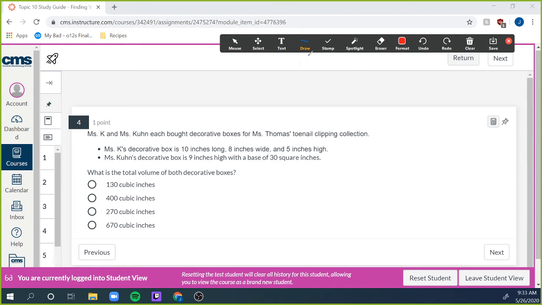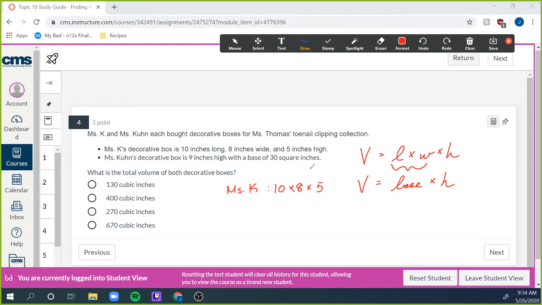Now, this is testing your understanding of volume again. Volume is equal to length times width times height. And remember, there's a second formula that we learned. It's going to be volume equals base times height, because base means they already multiplied the length and the width. So we have to use both of these this time, because with Miss K's box, we have a length times width times height of 10 times 8 times 5.